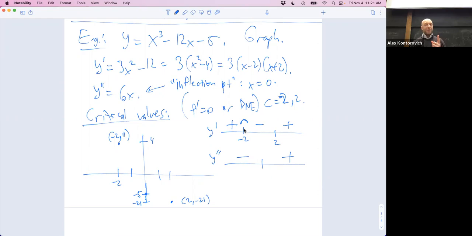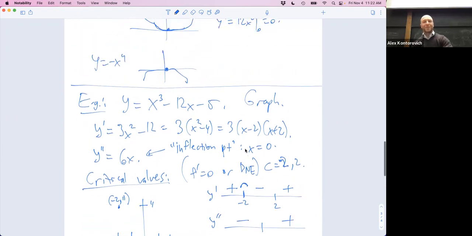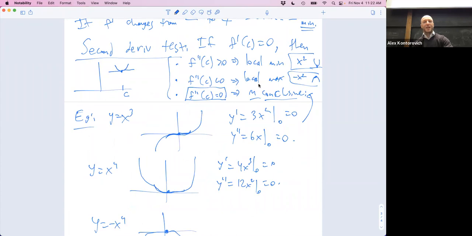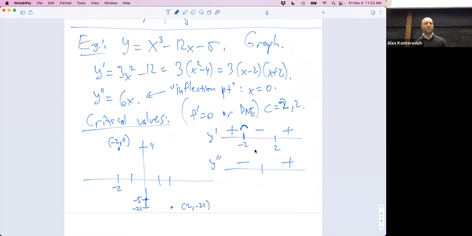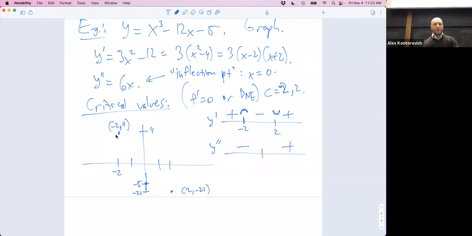Okay, so if I look at the second derivative test, I know that the derivative is 0 at -2, and the second derivative is negative, which means we have a local max, we're concave down. Okay, that's exactly what I've drawn. How about here at 2? Positive, concave up. All right, and now we can really graph the whole thing. So we have a local max at -2, 11. We have a local min at 2, -21. At 0, I have an inflection point.